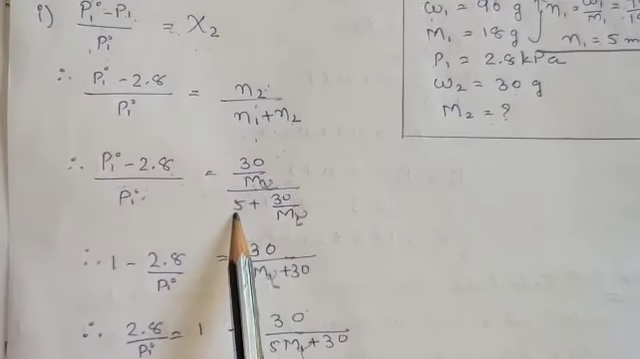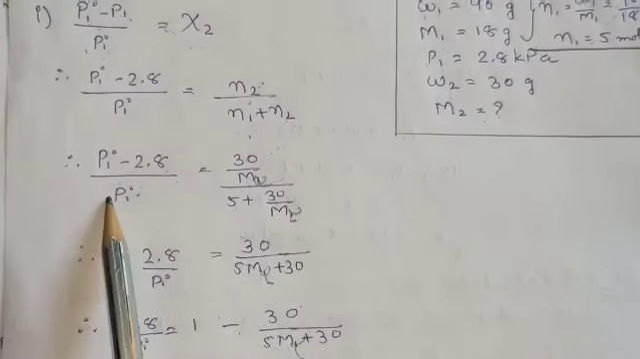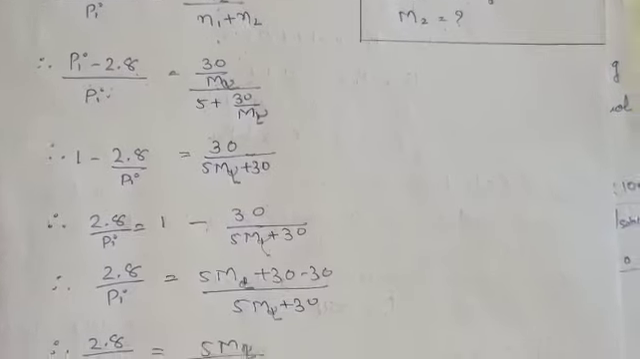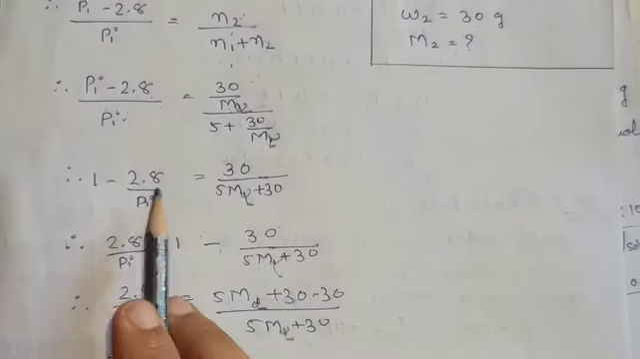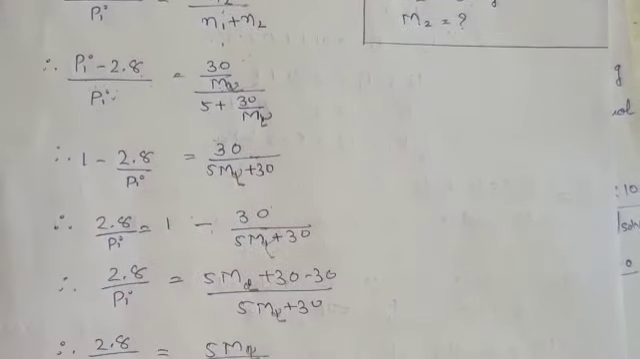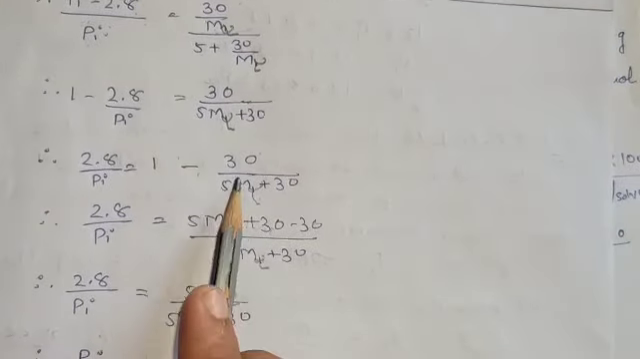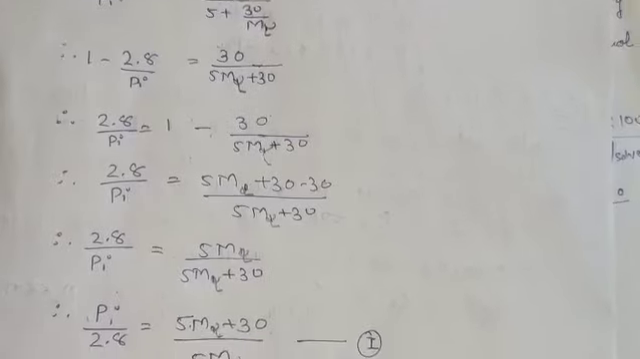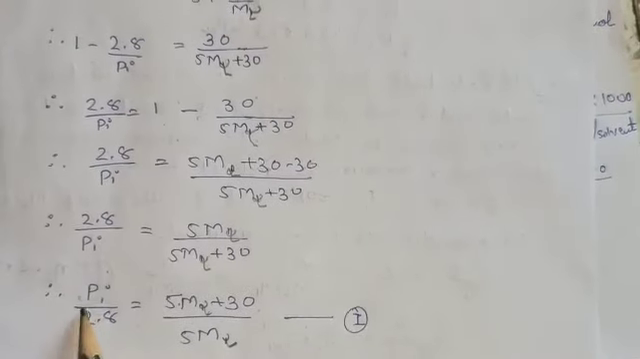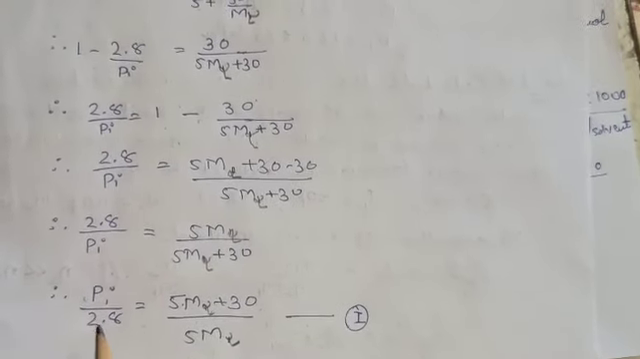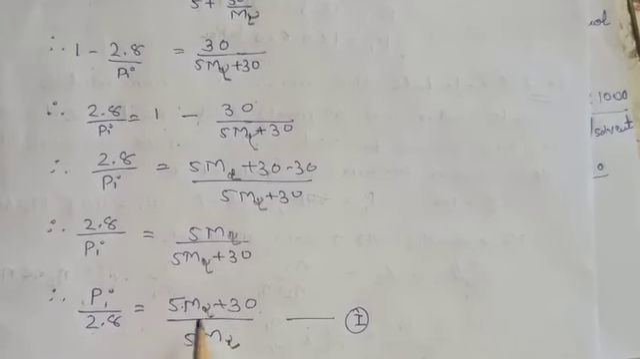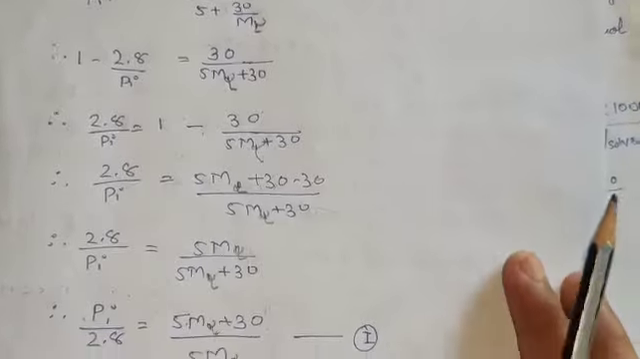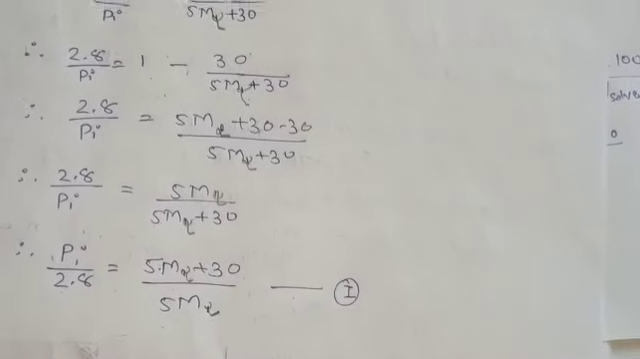First take LCM, right, and give separate division by P1 naught, right. Then take this term to the other side of the equals sign. Then again take LCM, right. Then you will get the final answer: P1 naught divided by 2.8 equal to 5M2 plus 30 divided by 5M2. This is our equation number 1, right.